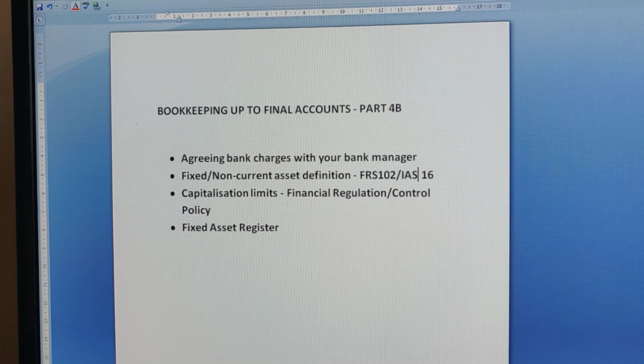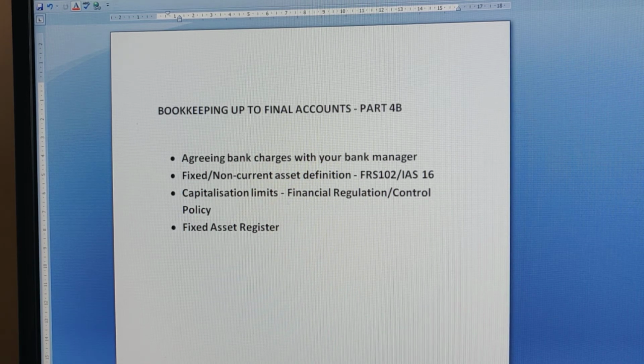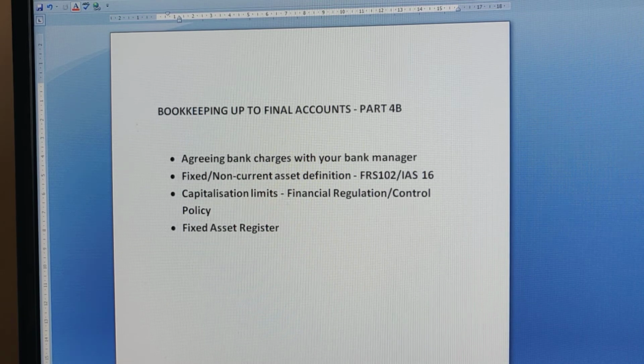The reason for this is to make it easy for your financial statements to be comparable with those of other businesses in the same sector, and comparable from year to year in your own business. Financial Reporting Standard 102 came into being on the 1st of January 2015, and it is applicable in the United Kingdom and the Republic of Ireland. Whereas IAS 16 is what big businesses use, which is applicable worldwide.